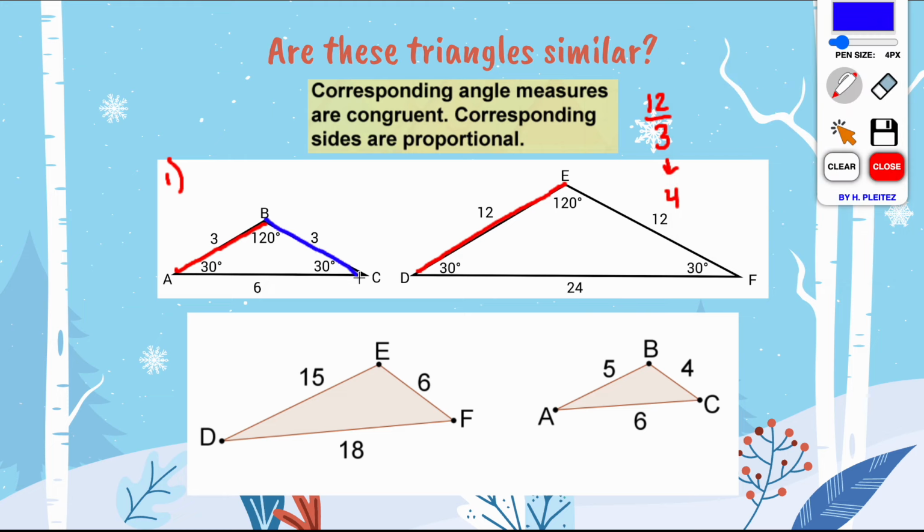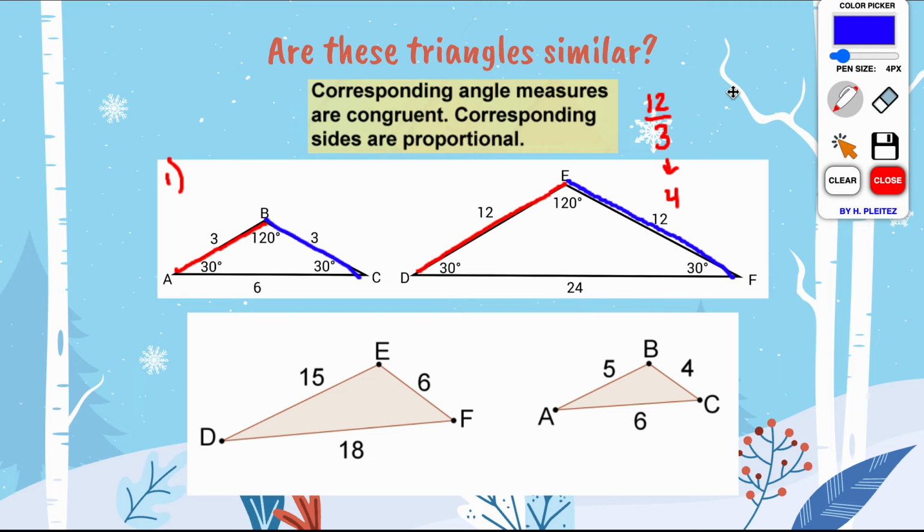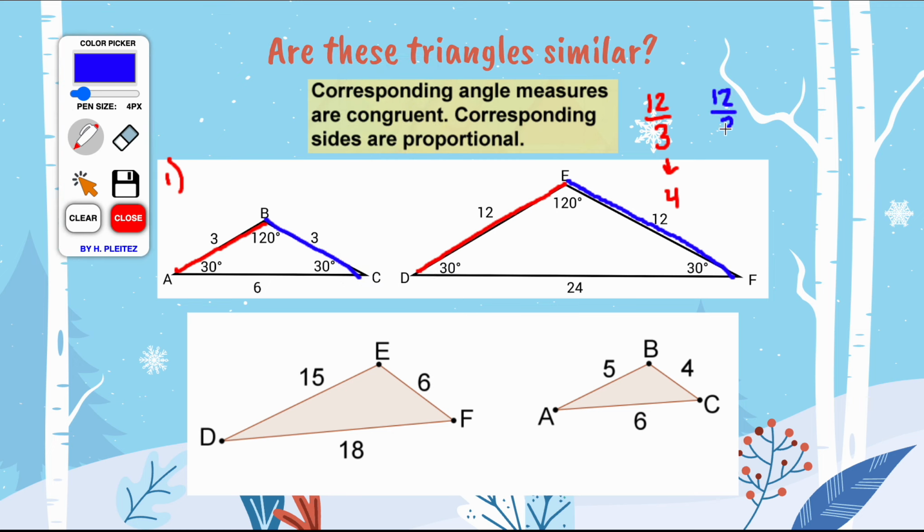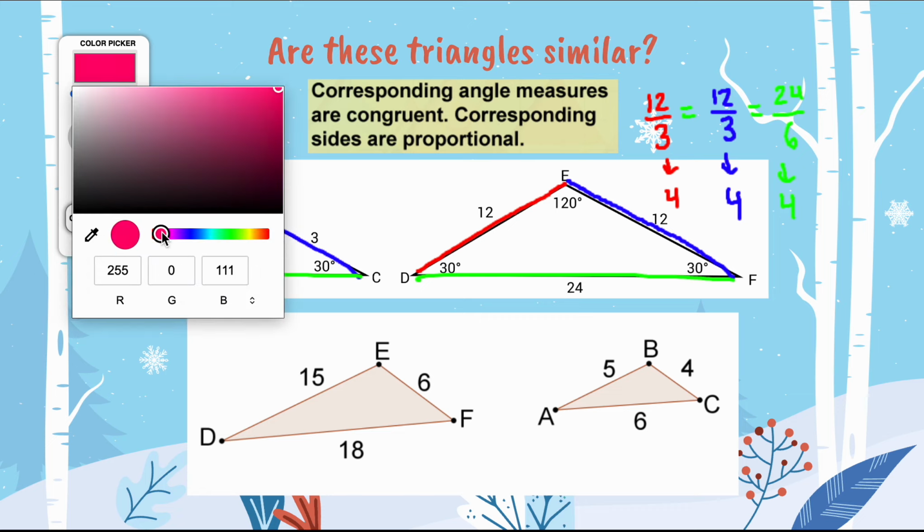Let's choose another side, because remember, this ratio that we come up with, when we simplify, should be true for all 3 pairs of sides. So then we have 12 over 3 again for this blue pair. And when we simplify that, we get 4. And then for this green pair of corresponding sides, we have 24 over 6. And if we simplify that, we get 4. So all of our sides are in proportion to one another.